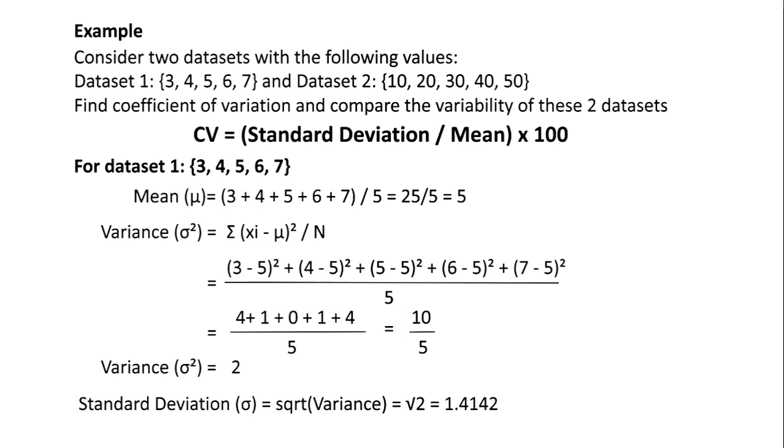Variance, sigma square, equals summation of xi minus mu square by n equals 3 minus 5 square plus 4 minus 5 square plus 5 minus 5 square plus 6 minus 5 square plus 7 minus 5 square by 5 equals 4 plus 1 plus 0 plus 1 plus 4 by 5 equals 10 by 5. So the variance is 2. Standard deviation, sigma, equals square root of variance, equals square root of 2 equals 1.4142.